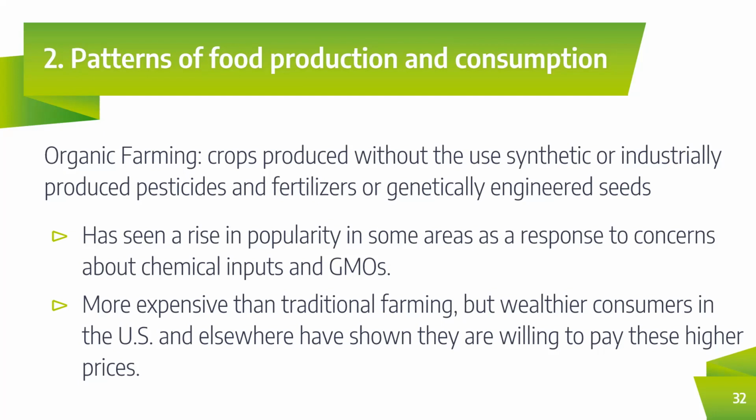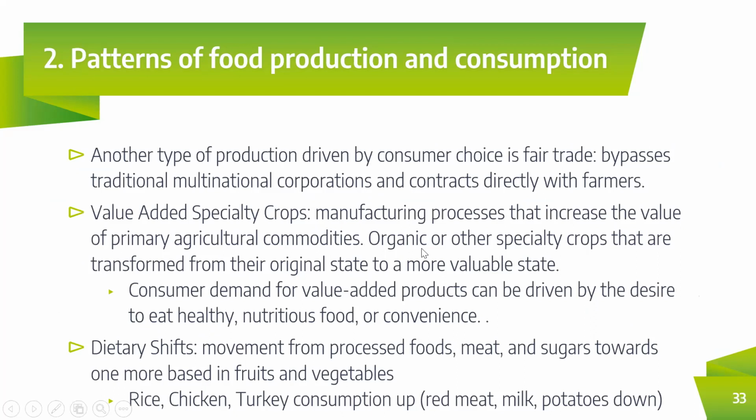Organic farmers are going to use natural fertilizers like plant-based products or animal manure to promote long-term soil health. Organic farmers are also going to attempt to reduce or eliminate external agricultural inputs and strive for sustainability. Other influences on patterns of food production and consumption is going to be fair trade.